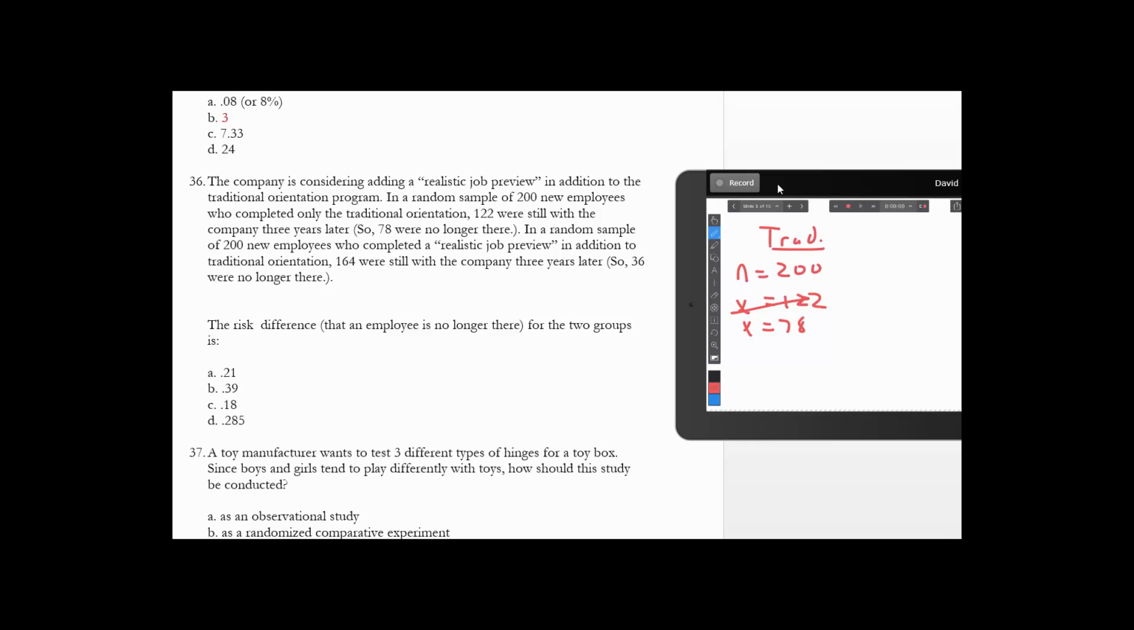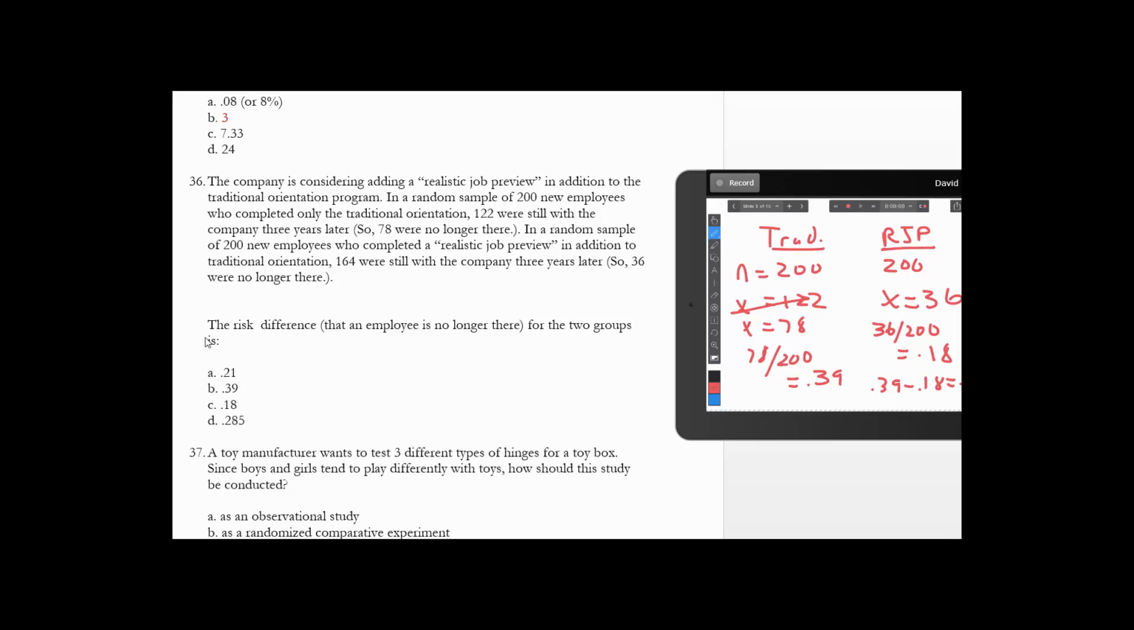So in another sample of 200, and these are ones that have completed the RJP, of those, 164 are still with the company. But we're looking at, I read down to the question here, that an employee is no longer here. So X is 36 there. So the proportion here is 78 out of 200. It's equal to 0.39. And you can call that a probability, or you can call it the risk. And for this one, it'll be 36 out of 200, or 0.18. So the risk difference will just be 0.39 minus 0.18, which is 0.21.